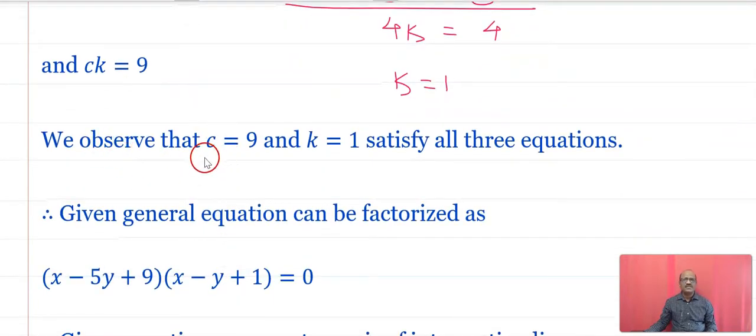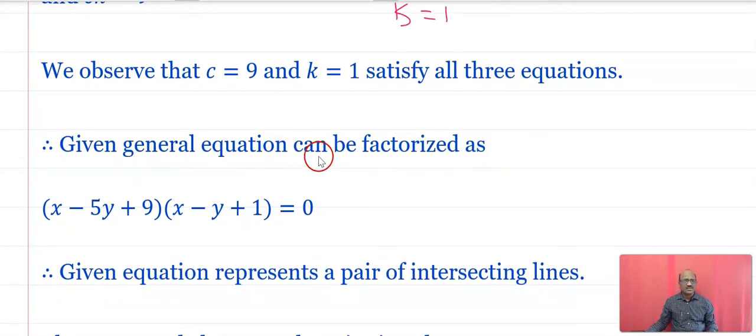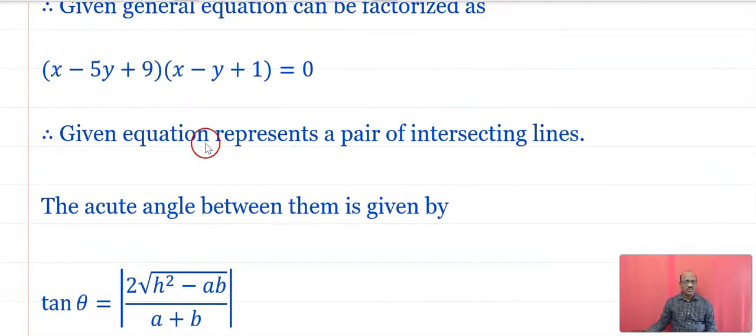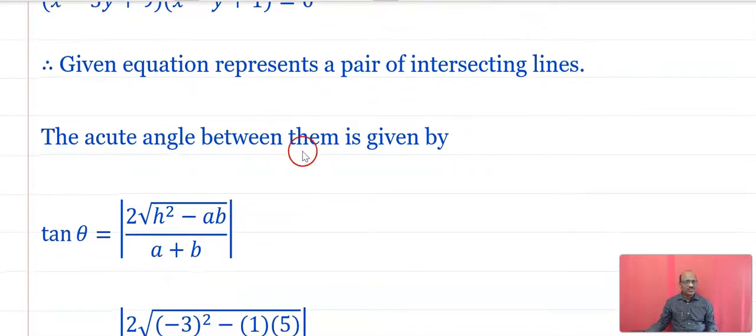Therefore we observe that c = 9 and k = 1 satisfy all three conditions. The given general equation can be factorized as (x - 5y + 9)(x - y + 1) = 0. Therefore the given equation represents a pair of intersecting lines, and we find the acute angle between them.